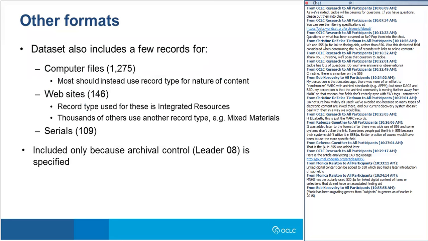So there are three other types of material that come in through the filter in handfuls. And some of them have used the wrong record type and either shouldn't be there or there are. On the other hand, there are many, many thousands of records for websites that don't use, according to MARC, the correct record type. So, interesting. And these are materials that come through the filter only because they have specified archival control.